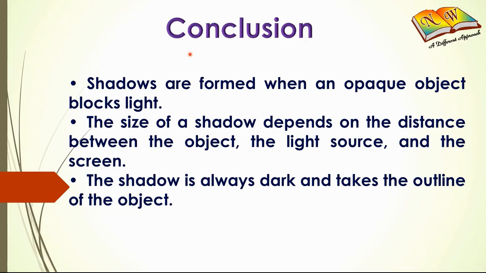After performing the experiment, the conclusion that we can draw is that shadows are formed whenever the path of light is blocked by an opaque object. The size of the shadow depends upon the distance between the object, the source of light, and the screen, and the shadow is always dark and it takes the shape of the object.